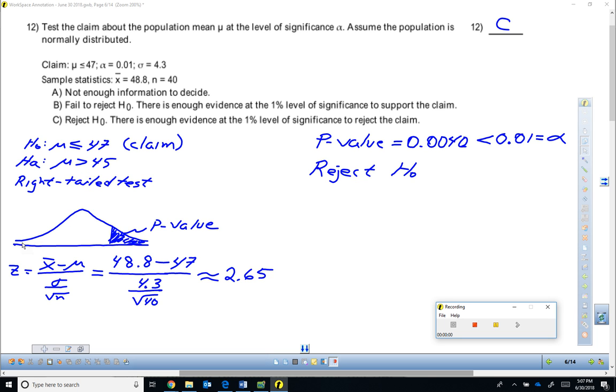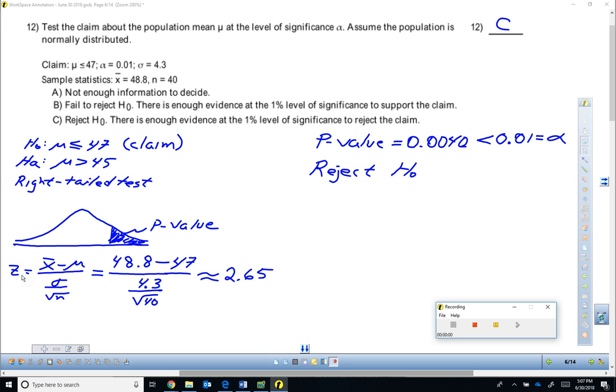Now, we draw the normal curve, and we shade the tail to the right, because again, it's a right tail test. And now we need to find the boundary. So this is going to be our p-value. I need to find the boundary. This boundary is going to be the z-score.